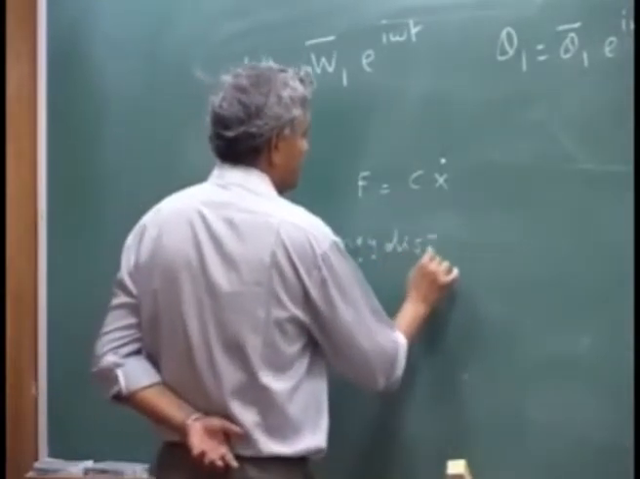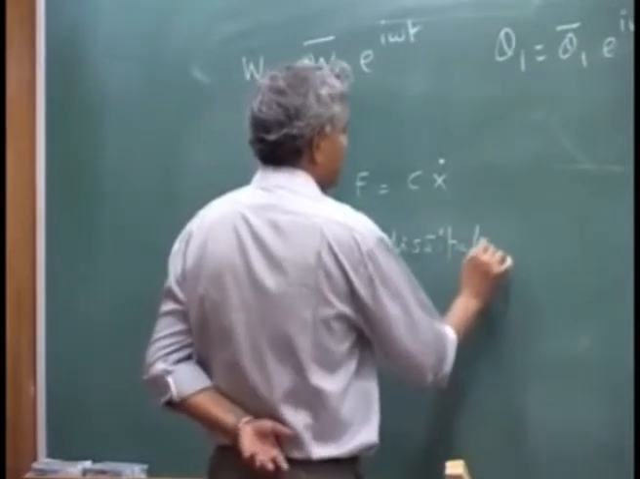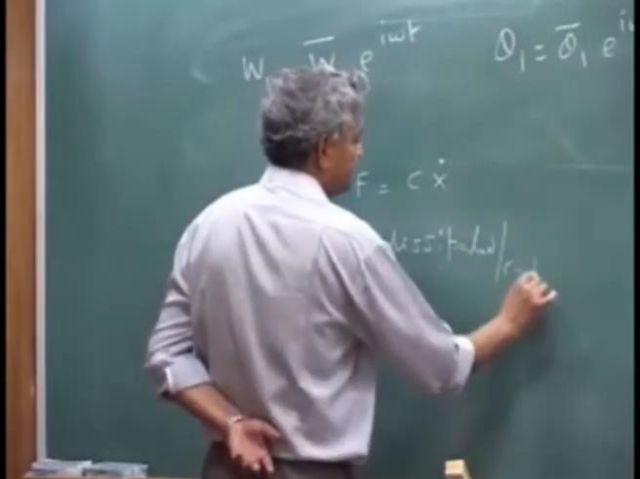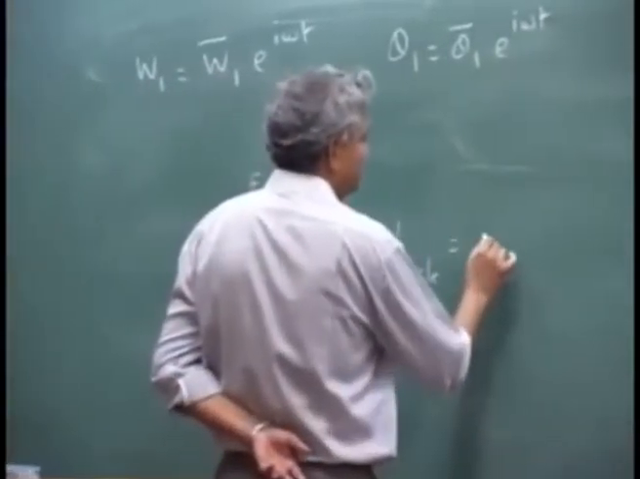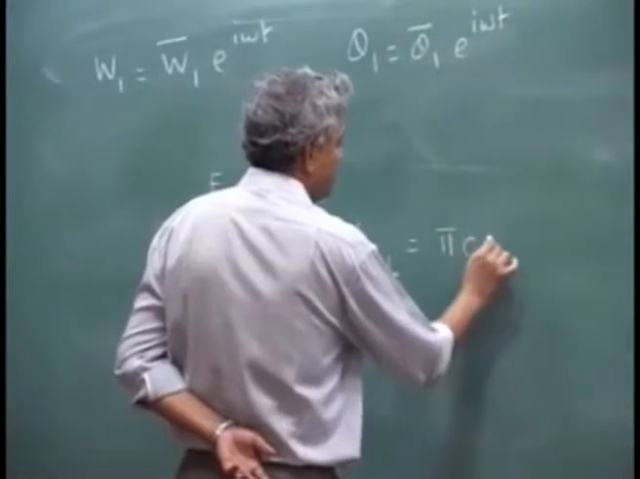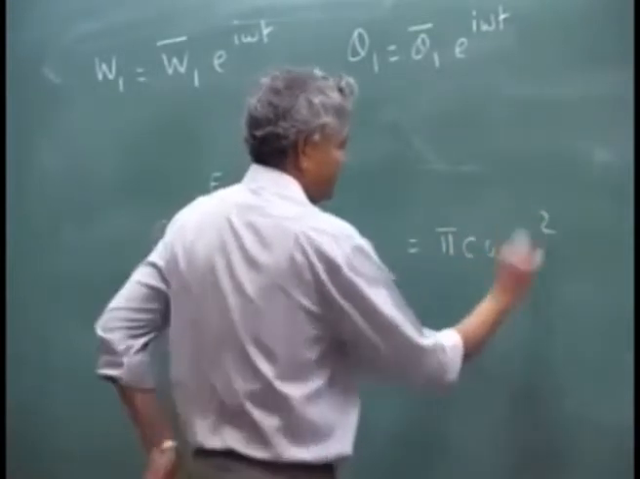Dissipated per cycle of the viscous damper is actually pi C omega x square.